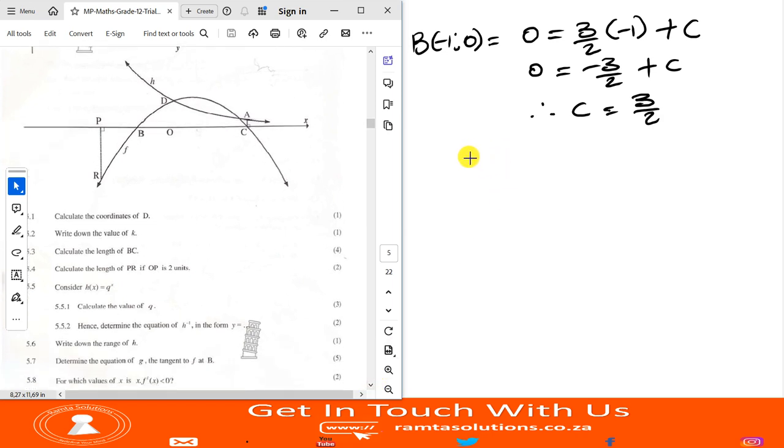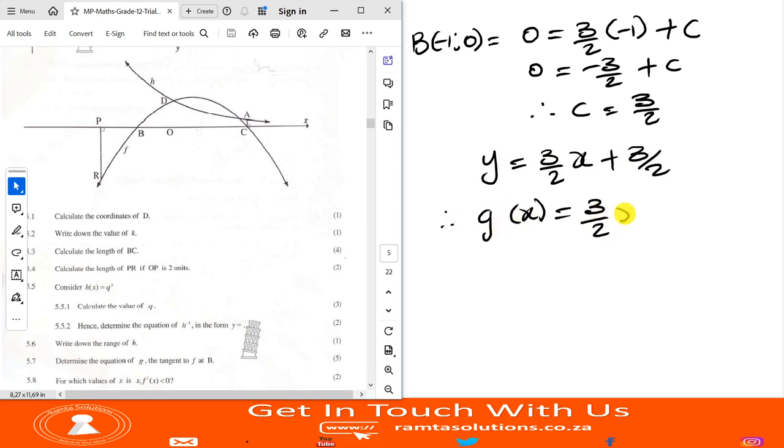Okay, G. Therefore, we can say Y, which is G. It's totally up to you, but they said you must write it as G. So y equals 3 over 2x plus 3 over 2. They said this must be g of x. So g of x equals 3 over 2x plus 3 over 2. Okay? So this is your g of x.